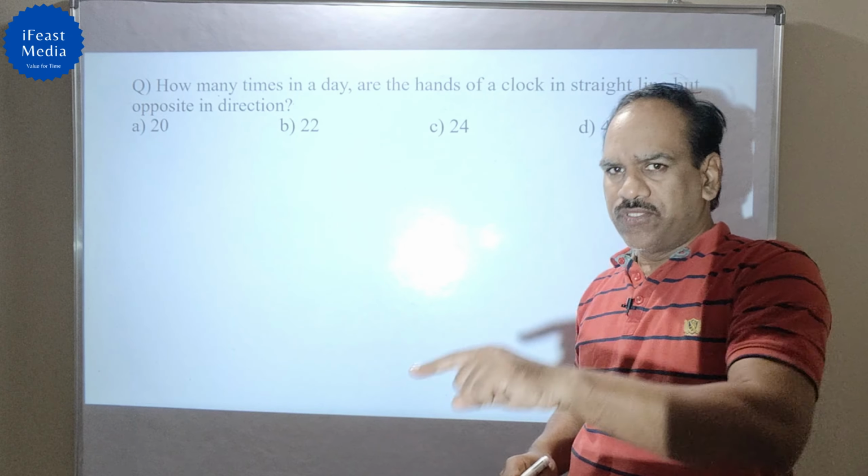So this is the shortcut to find the angle between the hands. Angle theta is equal to mod of 30h minus 11m by 2.